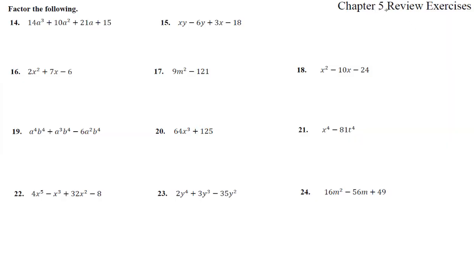Here we are in Chapter 5, Review Exercises 14 through 24. And as we recall, the general method, the process by which we factor, is we first try to pull out a greatest common factor. And once we've done that, we look to see how many terms there are: 2, 3, or 4. If there are 4, we can use grouping. If there are 2, we need a special case where it is either a difference of squares or a sum or difference of cubes.